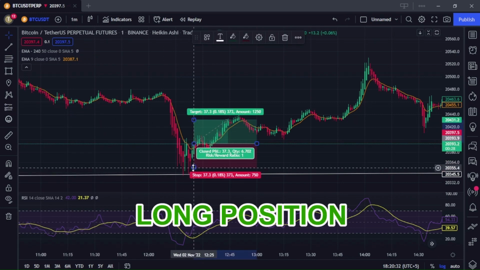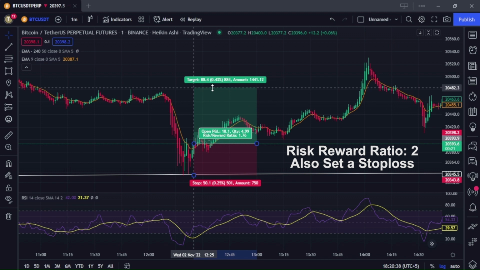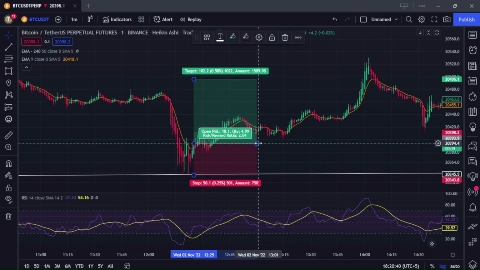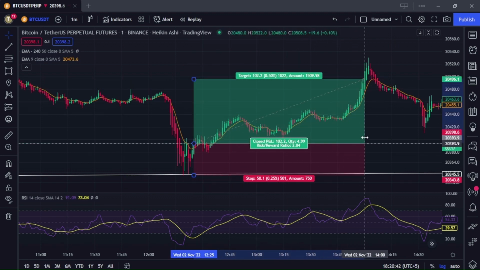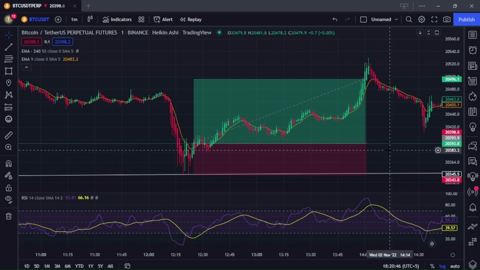We now open a long position with a risk-reward ratio of 2. We set our stop loss below the last low and place our take profit target twice as high. As you can see, this was an easily profitable long position. Now I will show you an example of opening a short position.